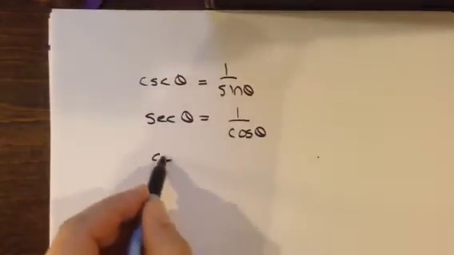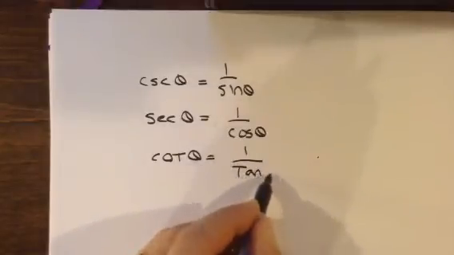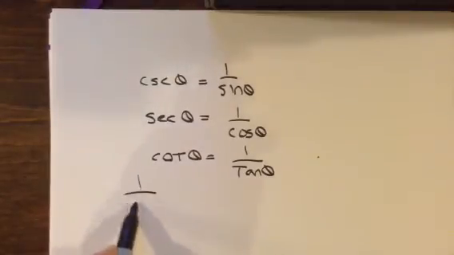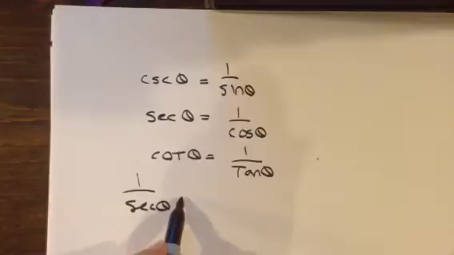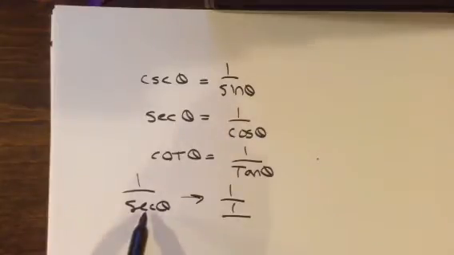And why don't we talk about cotan of theta? And we know that's really 1 over tan of theta. And that's not that bad, right? Why don't we look at something a little bit different, though? What if I had 1 over secant of theta? That means something, right? 1 over secant of theta might be better written as 1 over secant, and secant's 1 over cosine.